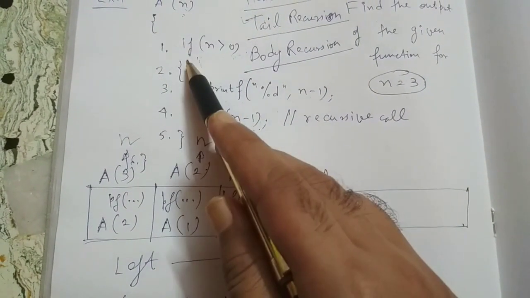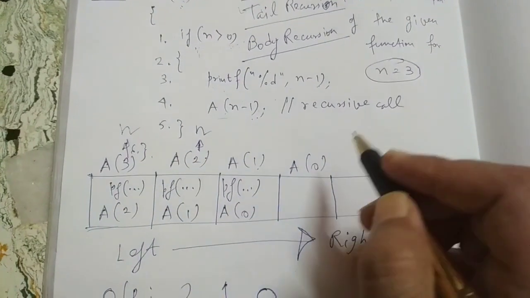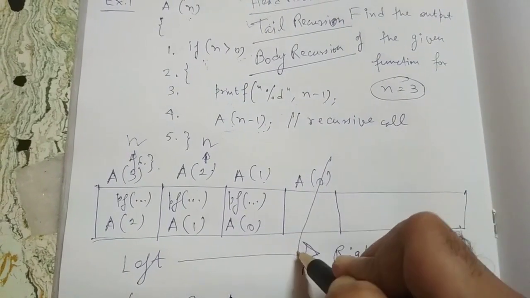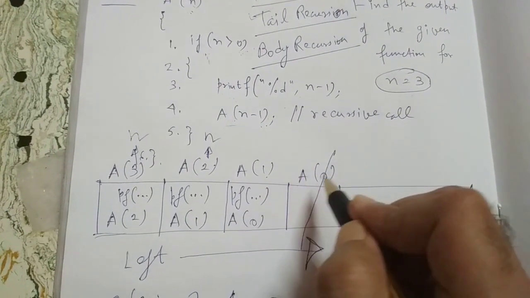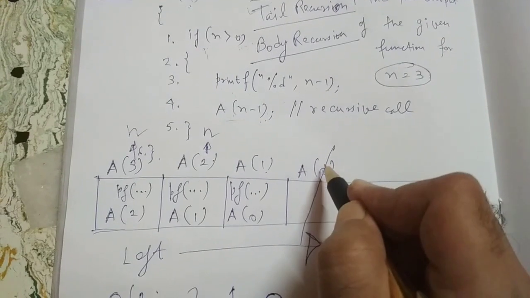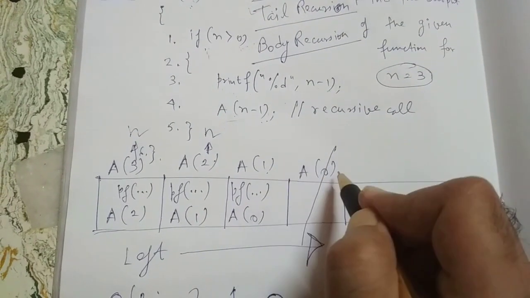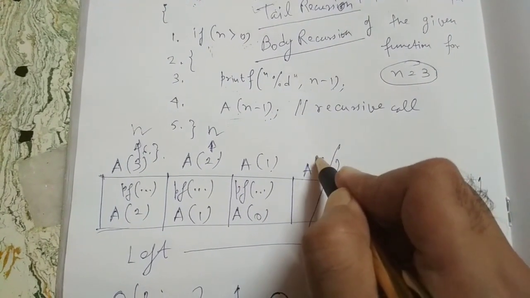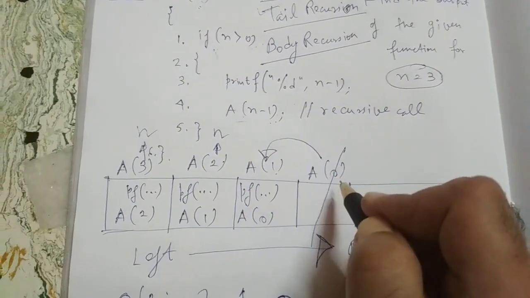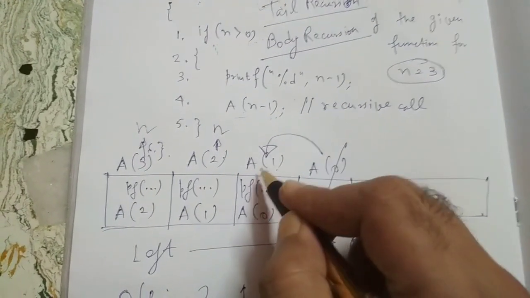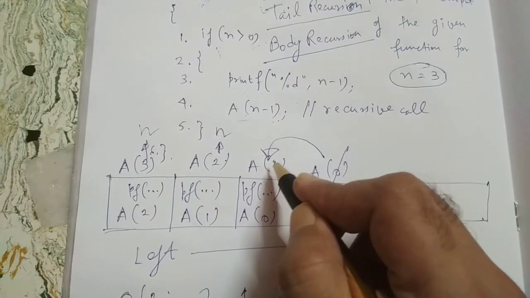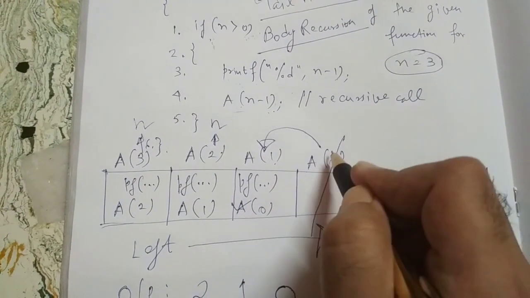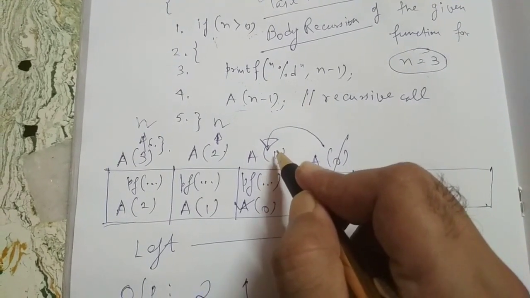You will come directly to line number 6. Now when you come to line number 6, it denotes the end of the function. That means this function call will return. Return to whom? This function call a of 0 will return to the function who called it. Who called a of 0? A of 1 made a call to a of 0. So a of 0 will return the control. It has no value to return. It will simply return the control to a of 1, because a of 1 made a call to a of 0. Now what will happen?